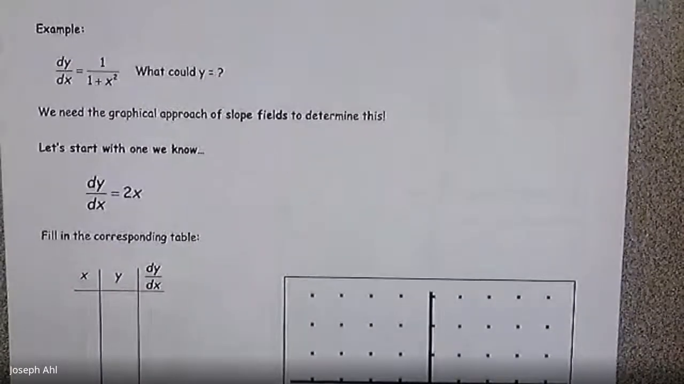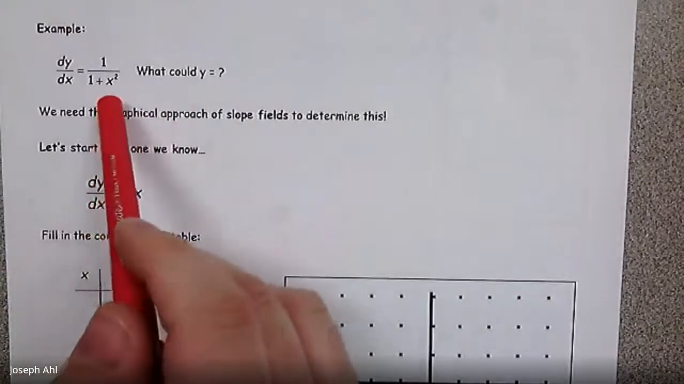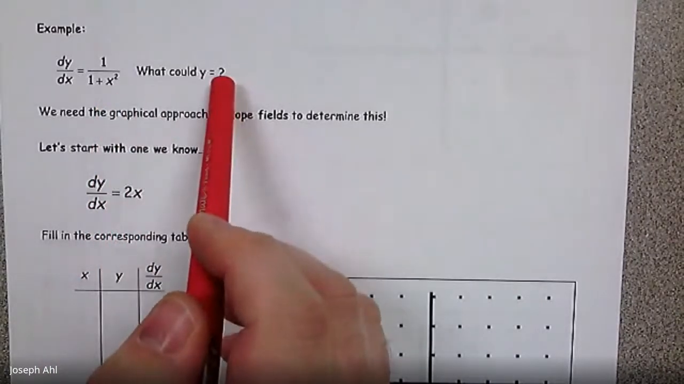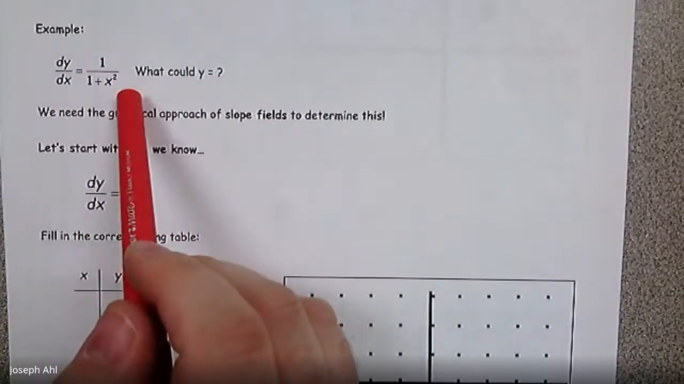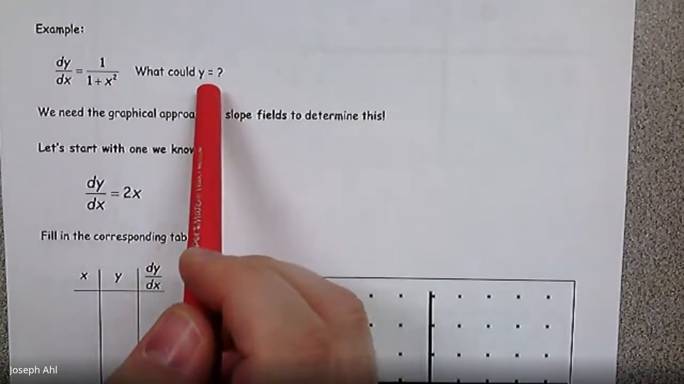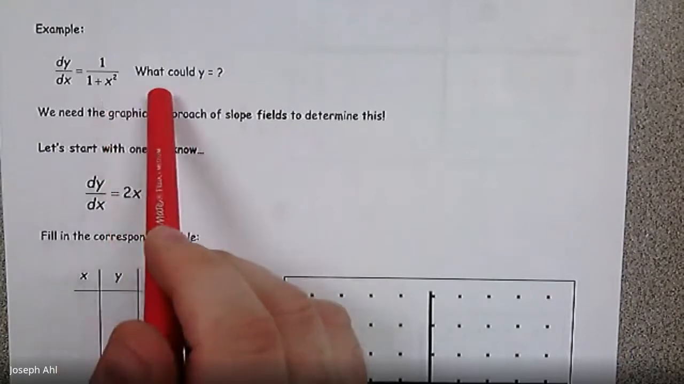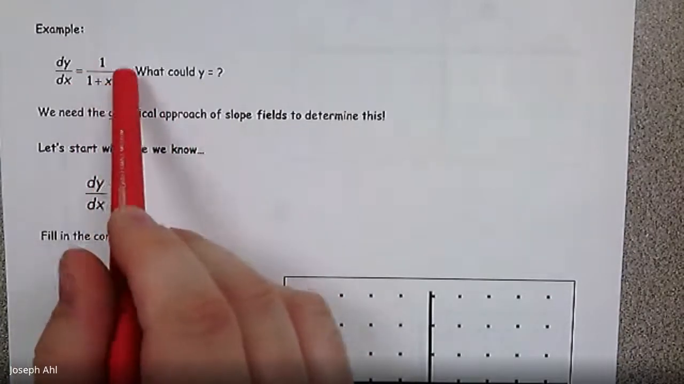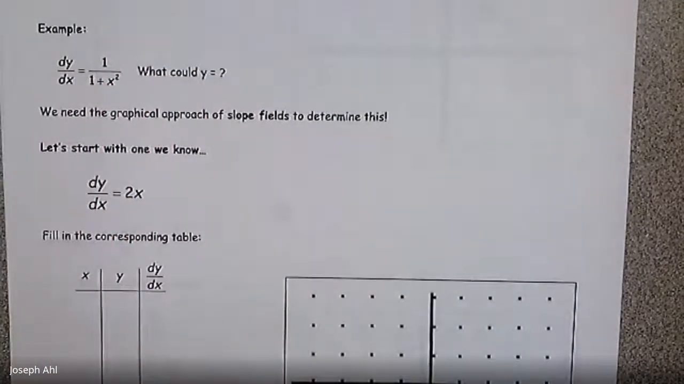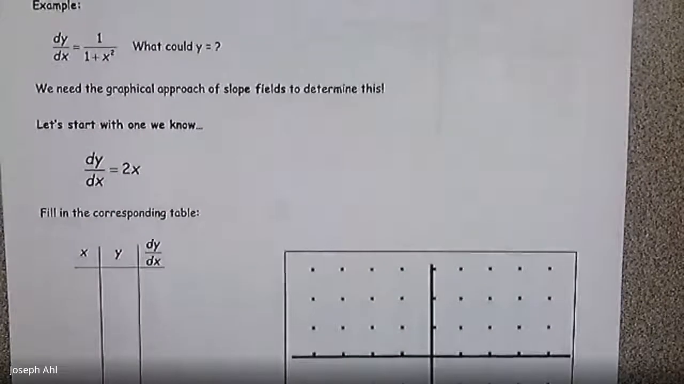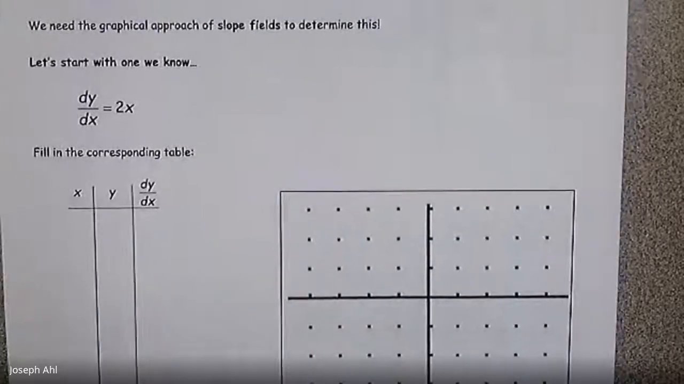So if we look at this example right here, given dy/dx equals 1 over 1 plus x squared, what could y be? We're thinking about, what's the original function whose derivative is 1 over 1 plus x squared? And that's not very easy for us to do at this stage in the game. We're not really sure what that is. There's no good rule for us to apply. Even if I made this into a negative exponent type thing, it's definitely too complicated for us at this stage to determine what the antiderivative is algebraically. So we're going to eventually come back to that example, but first we're going to approach it from slope fields, the graphical perspective, to be able to determine that.